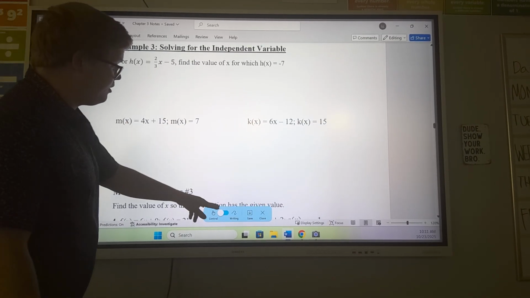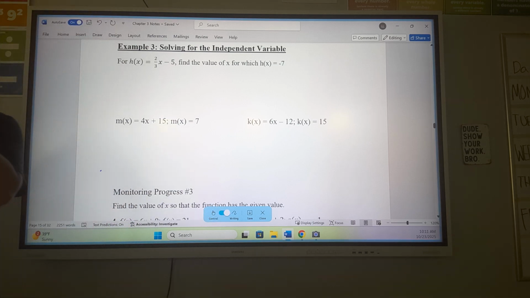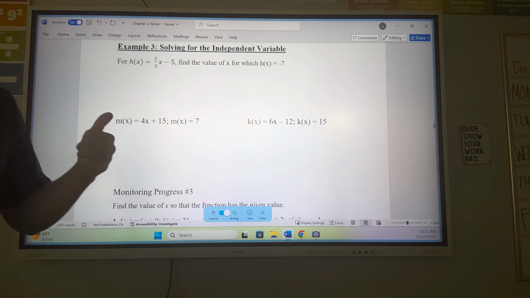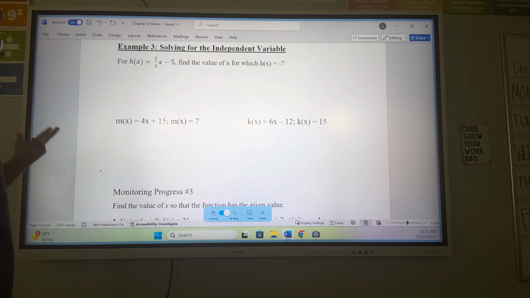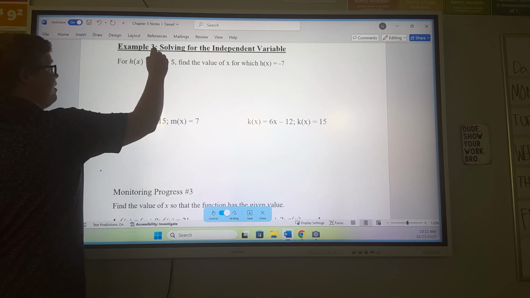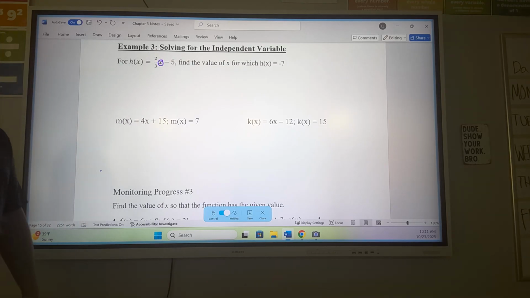Okay, now we are solving for the independent variable. We've talked about this before. The independent variable is the same as the domain. The domain is the same as the input. So that means the independent variable is the input, which in this situation is x. So we are solving for x. That means we have to get x by itself.